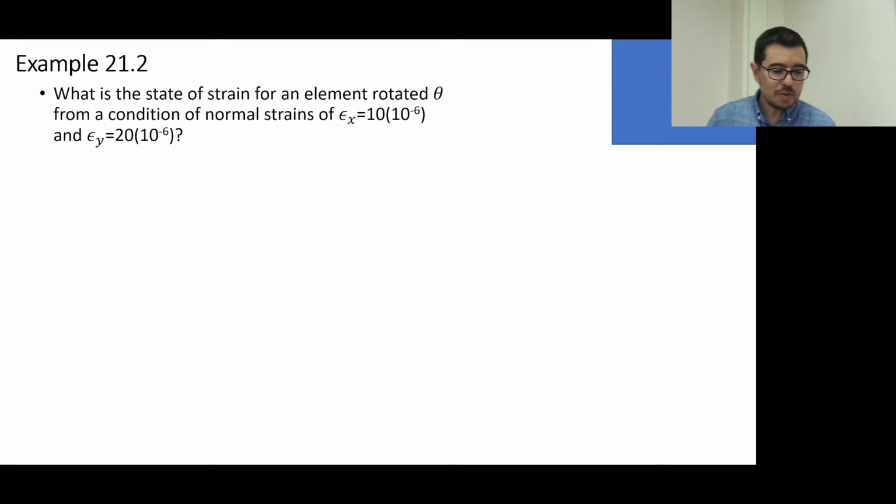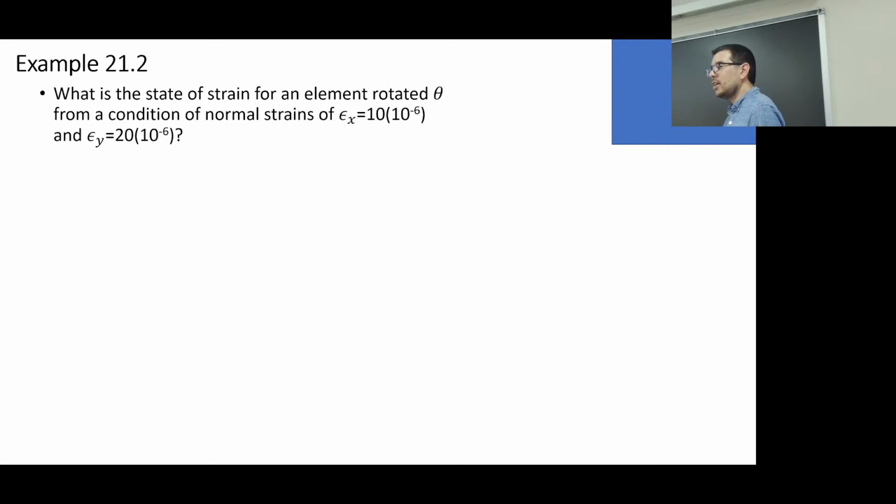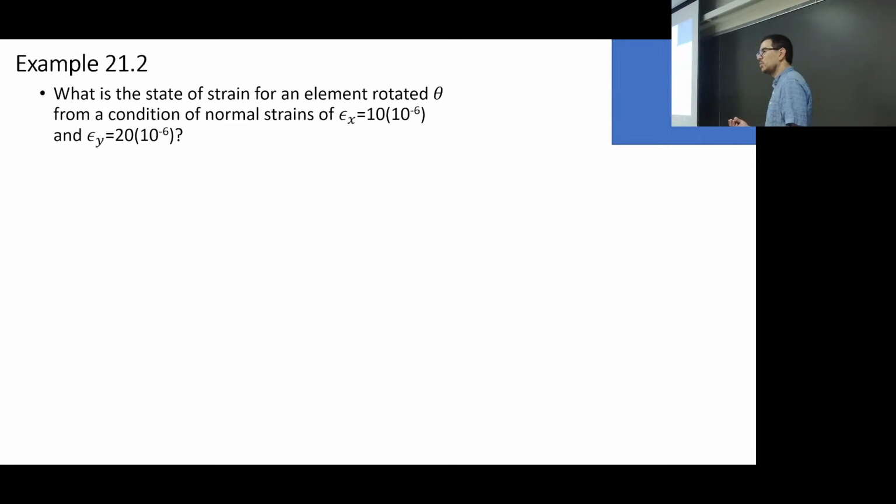All right, another example. What is the state of strain for an element rotated theta from a condition of normal strains of epsilon x equals 10 microstrain and epsilon y equals 20 microstrain? So microstrain, right? That's just 10 to the minus 6. We've done this before. We've talked about microstrain.